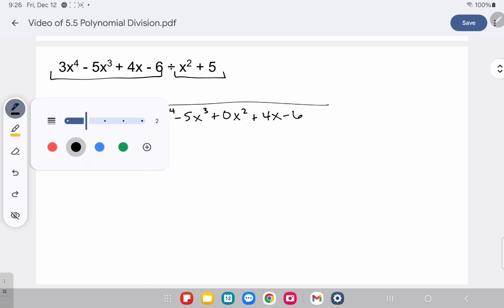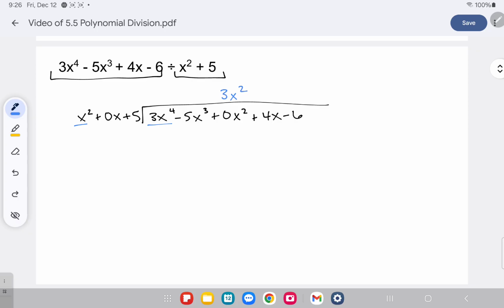All right, we're going to start off the same way. This time we are asking ourselves, what can we multiply by x squared to get 3x to the 4th? And that would be 3x squared. And because we're getting an x squared term, I'm going to put it over the x squared term. All right, and so now when I multiply that all out, I get 3x to the 4th plus 0x cubed plus 15x squared. Then we're subtracting that.